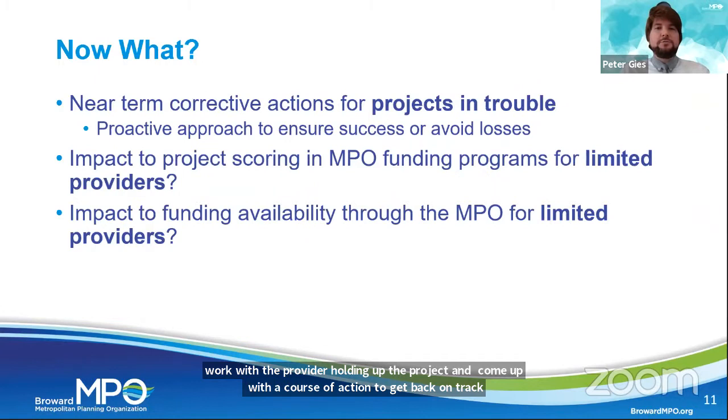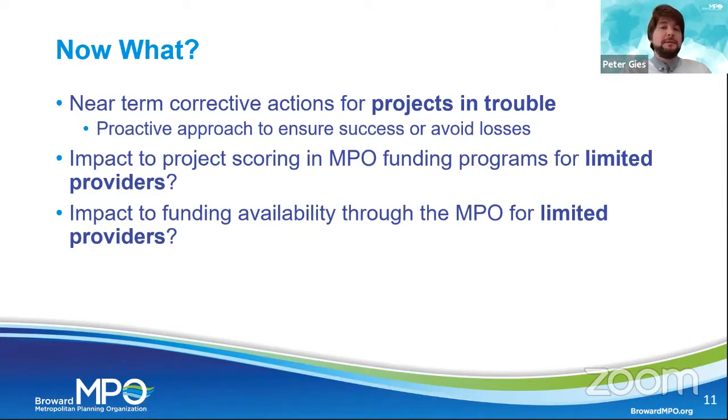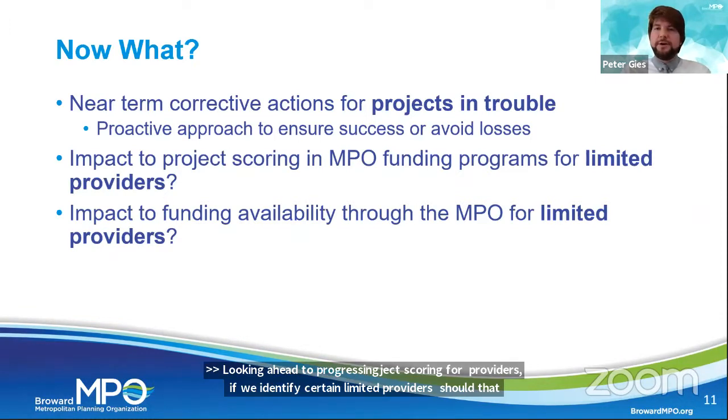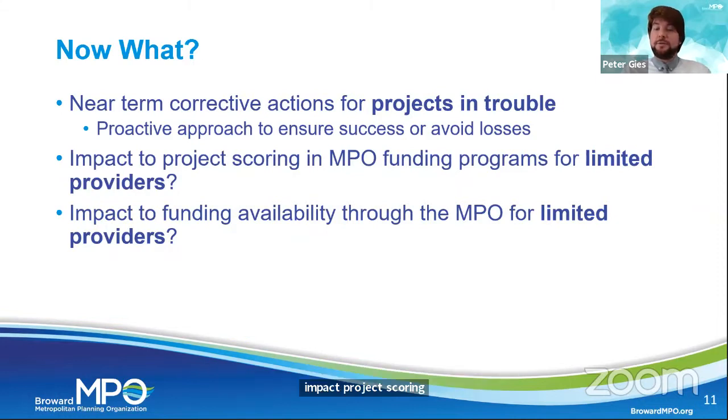Also looking ahead to project scoring for MPO funding programs for limited providers. If we identify certain limited providers, should that impact project scoring in things like the Complete Streets and Localized Initiative program, or let's say in the new Mobility Hubs program? If we know that you're a limited provider and you've had issues delivering projects in the past, should we then make sure that either has a zero, meaning you receive 0 points in the score, or even negative points as part of the scoring criteria for these funding programs?